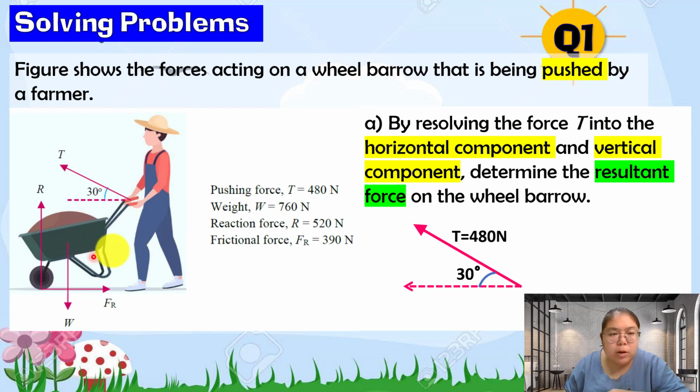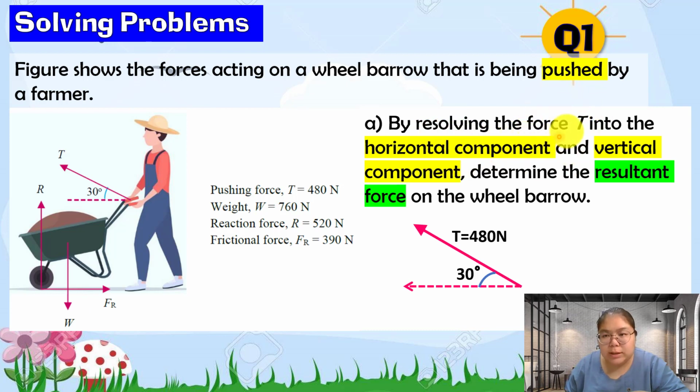The weight of the wheelbarrow is 760 Newton. And the reaction force, which means the force acting upwards, is 520 Newton. And one more last one is the frictional force. The frictional force works against the movement of the object, so this one will be labeled R, and it is 390 Newton.